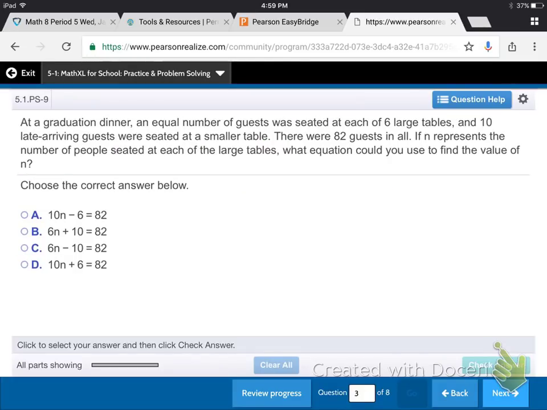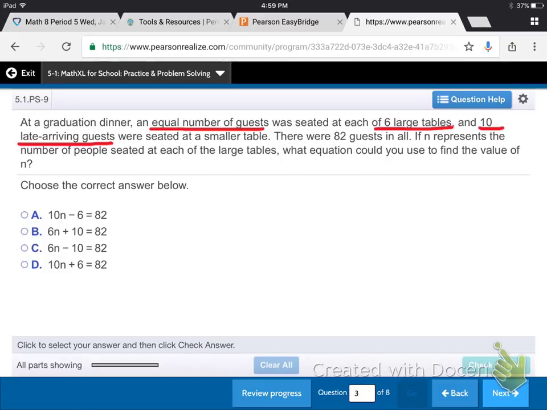Okay, here we go. Another problem says, at a graduation dinner, an equal number of guests was seated at each of 6 large tables. Okay, equal number of guests. Hang on, I got to change my pen size here. Back down to about right there. It says an equal number of guests was seated at each of 6 large tables, and 10 late arriving guests were seated at a smaller table.